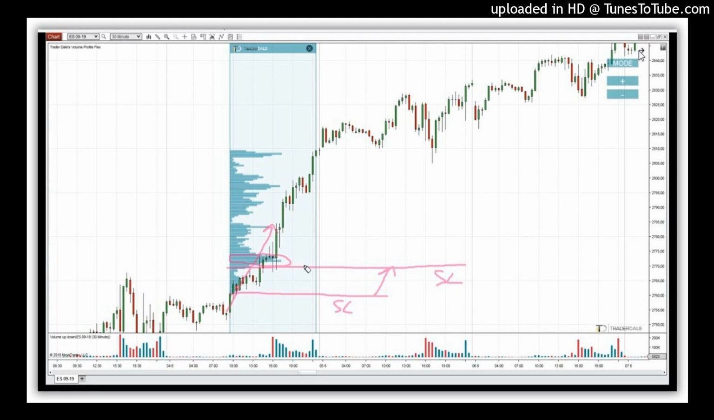Let me switch the instrument now. Let's go and have a look at the ES. So let's have a look, for example, in here.